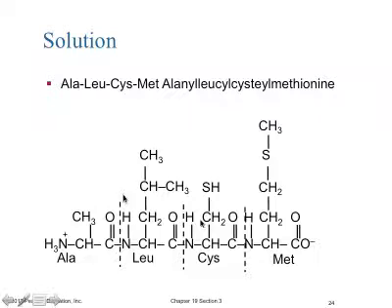Alanine, leucine, cysteine, methionine. I remember that one with the other sulfur-containing amino acid. So here's the name: alanyl, leucyl, cysteinyl, methionine. So the -yl ending goes on everything to the left, and the one on the right, the name is not changed.